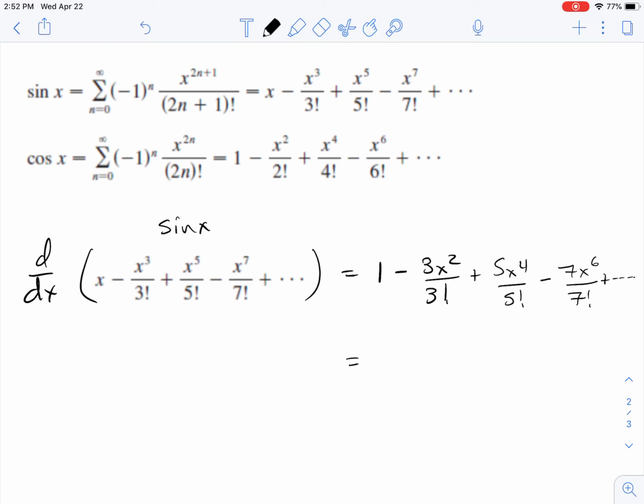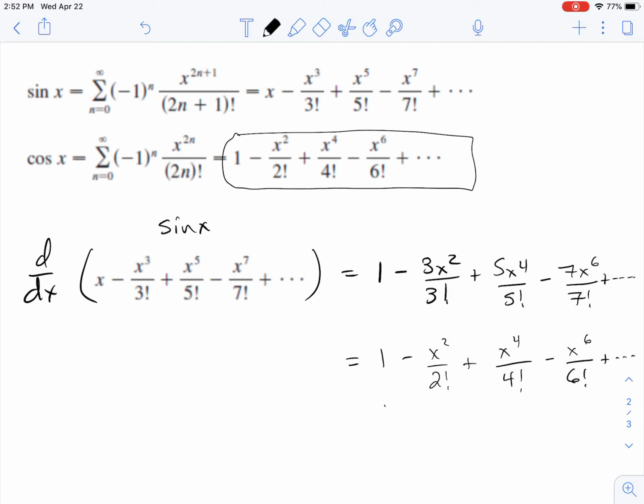And if we reduce our fractions again, we get 1 minus x squared over 2 factorial plus x to the 4th over 4 factorial minus x to the 6th over 6 factorial. And that's exactly what we have up here for cosine. So this is cosine.